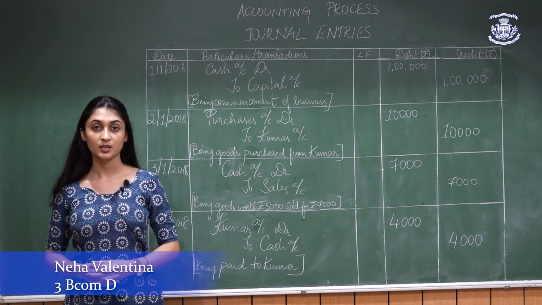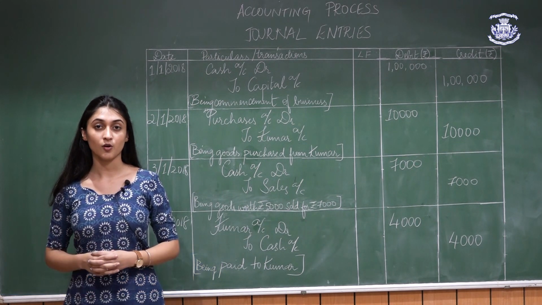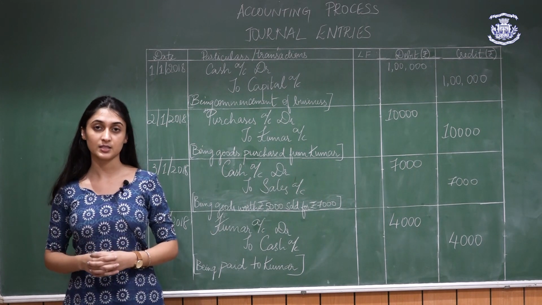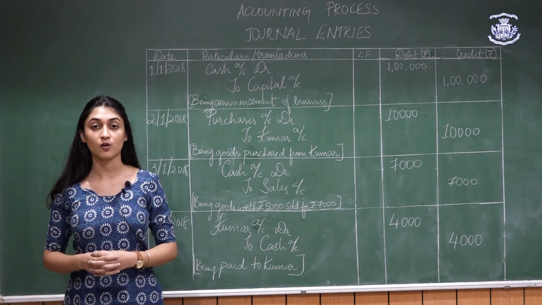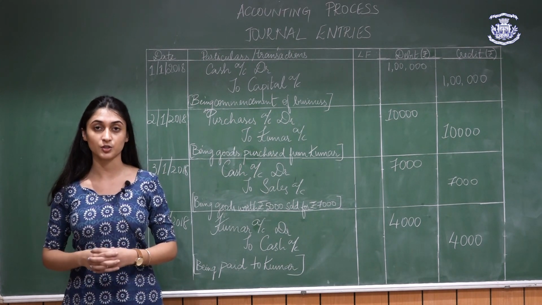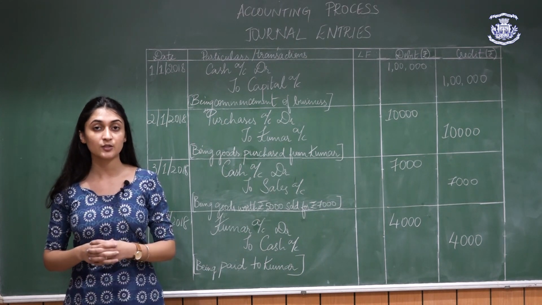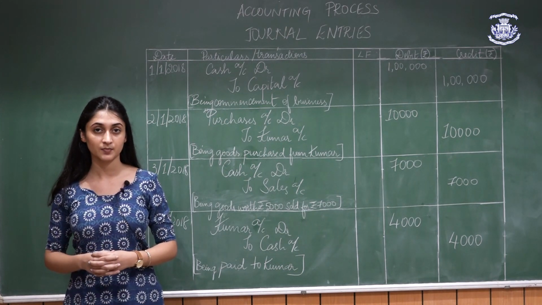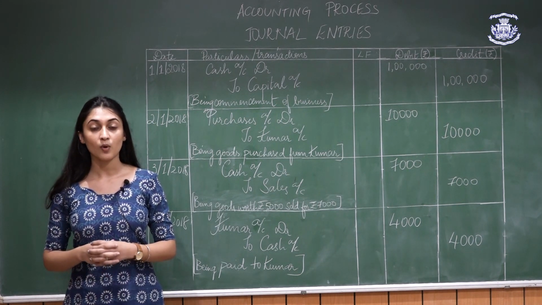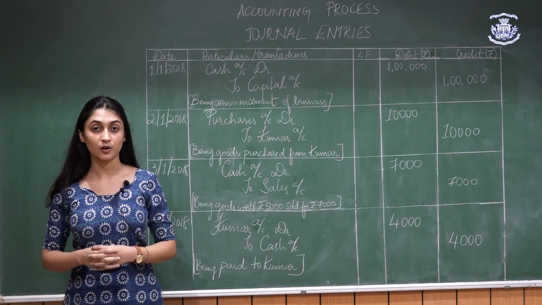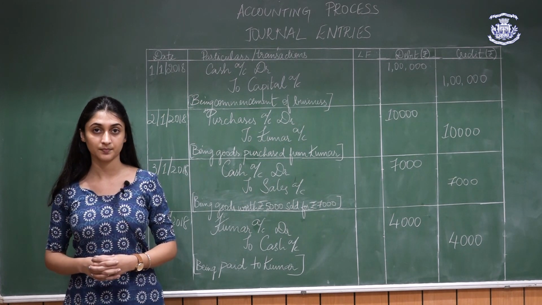I will explain the journal entries. A journal is a chronological record of all the transactions taking place in the organization, and the journal entry is the process of recording all the transactions into the journal. According to the dual aspect concept, every transaction has two aspects, the receiving aspect and the giving aspect. While recording the journal entry, we record the debit and the credit aspect of every transaction.